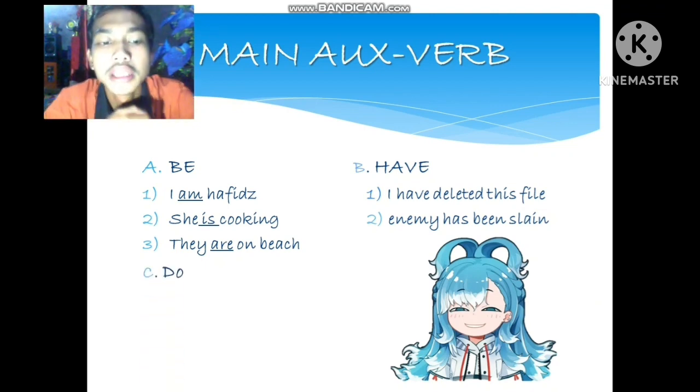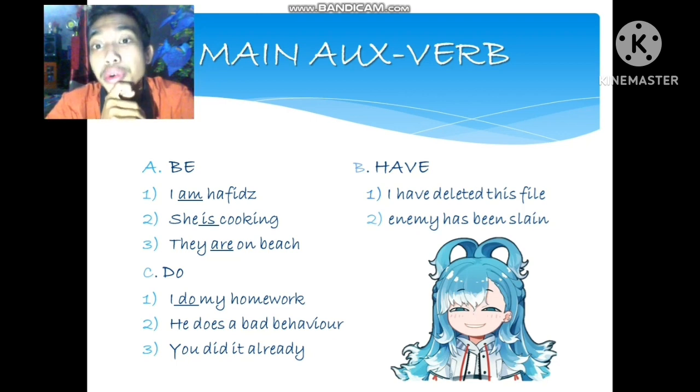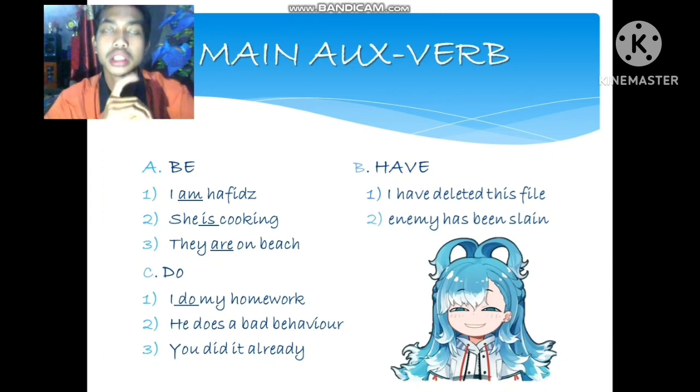The third is main aux verb do. The example is I do my homework. My homework is the object, I is the subject. So we need a verb in every sentence, right? So we need do in the sentence. The second is he does a bad behavior, the same as I do my homework. And the third is you did it already. It's a sign of past tense.